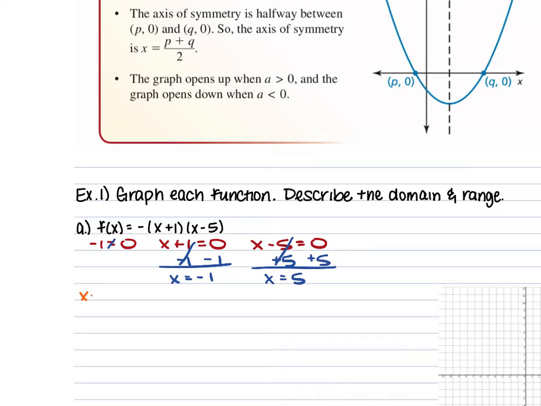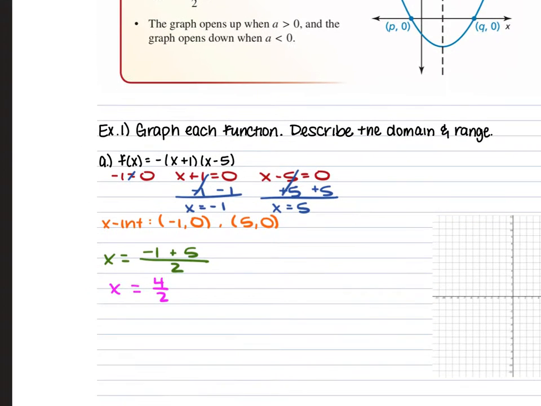You have x-intercepts of negative 1, 0, and 5, 0. So with these, the negative 1 can be your p, the 5 can be your q. It's totally up to you which one you use, it doesn't matter. You're going to get the same thing because you're just adding them. So if we do negative 1 plus 5 divided by 2, it gives us the axis of symmetry of 4 over 2, which is x is equal to 4. Or sorry, x is equal to 2. That is your axis of symmetry.